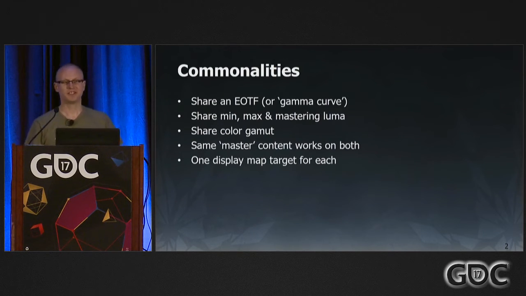However, they share a huge number of commonalities. They share the EOTF. They do share a minimum and maximum mastering luma. They share a color gamut. And that means that if you're mastering in a wider space, you pick the same space for both, because it is the same space for both, and the same master content will work on both. You just have a different display map target for each one, and that means you can support both with the same data, so it's not really any extra work, apart from the implementation.